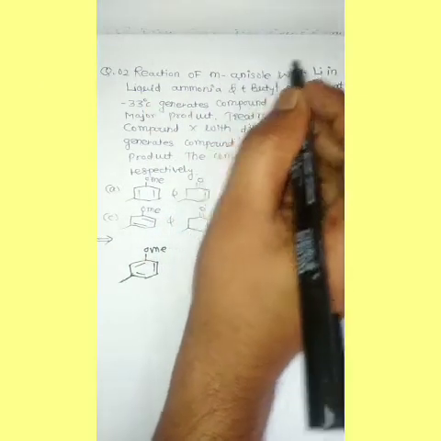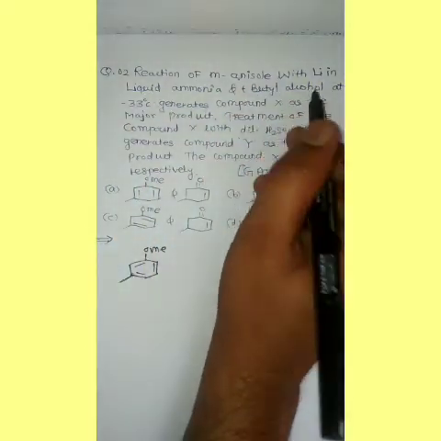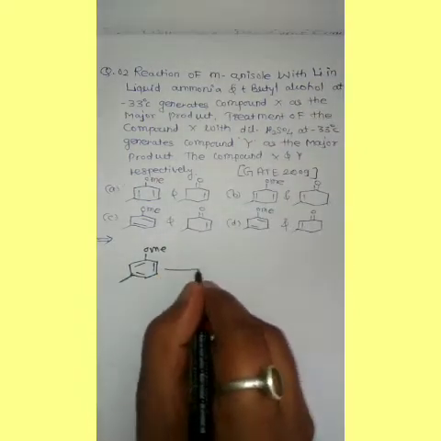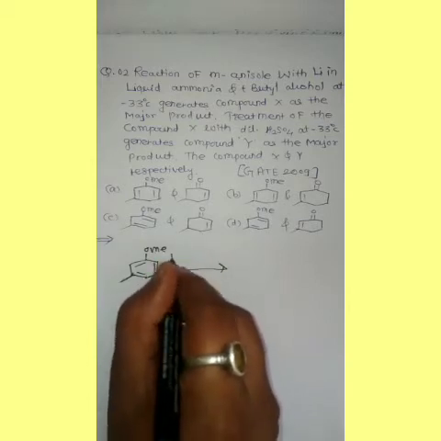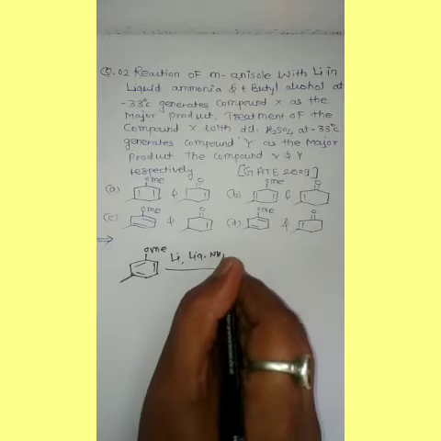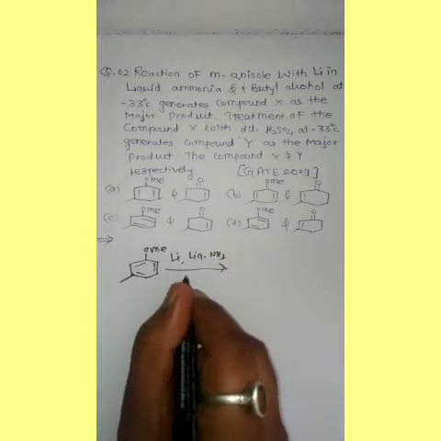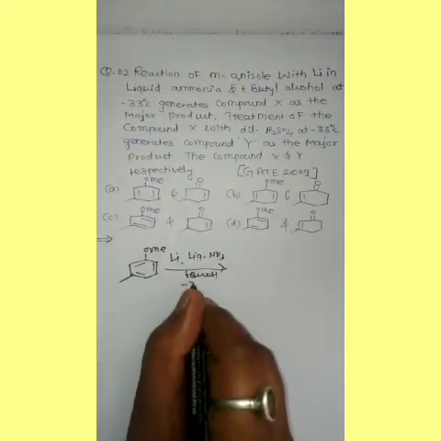Reaction of the meta-anisole with lithium in liquid ammonia and tertiary butyl alcohol. Lithium in liquid ammonia and tertiary butyl alcohol is the condition for the Birch reduction. Lithium in liquid ammonia in tertiary butanol, and the temperature condition is minus 33 degrees centigrade.